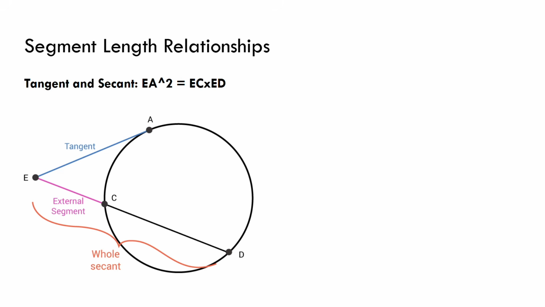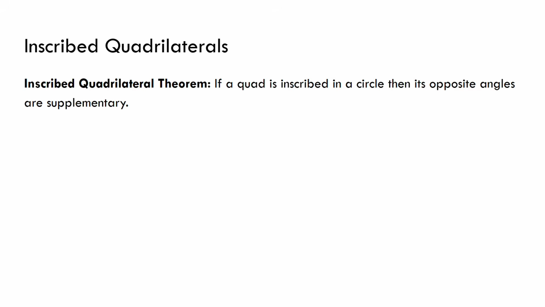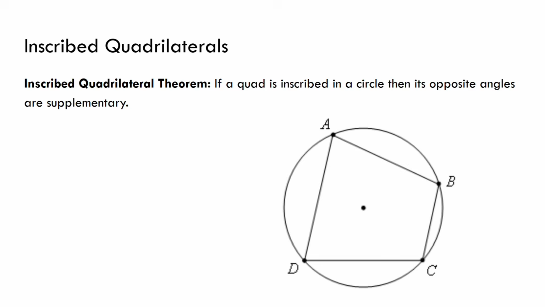And when a tangent and secant meet at a point, if you take the tangent and you square it, it is going to be equal to the external segment multiplied by the whole secant. So for inscribed quadrilaterals, this is basically talking about when a quad is inscribed inside a circle. It's just saying that if this is the case, then the opposite angles are supplementary to each other.